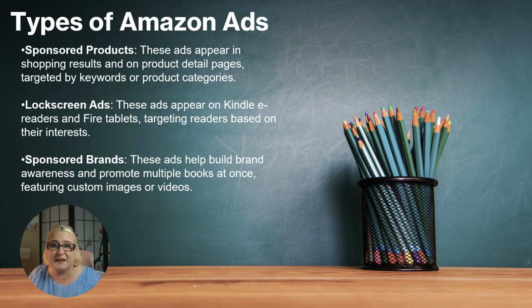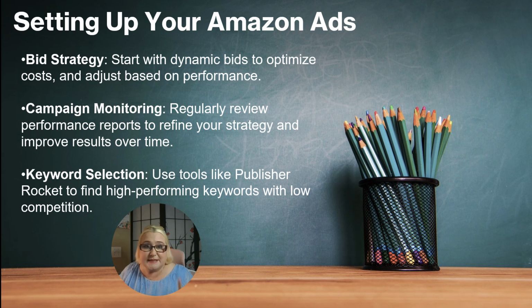Targeted advertising. You can target your ads based on specific keywords, genres, or even other competitors' books to ensure that you're promoting to the right audience. Cost control. All right, you set your own budget by bids, and you only pay when someone clicks on your ad, allowing for that flexible and scalable advertising. We'll talk more about the bids in a moment.